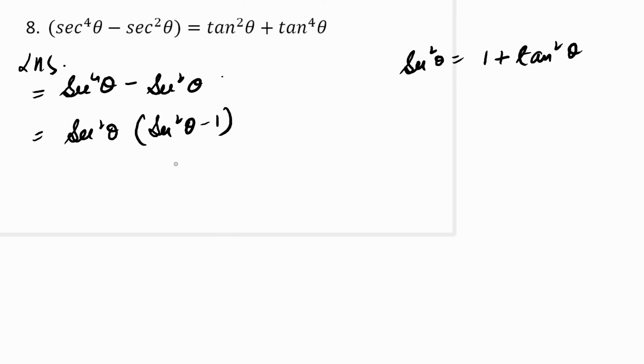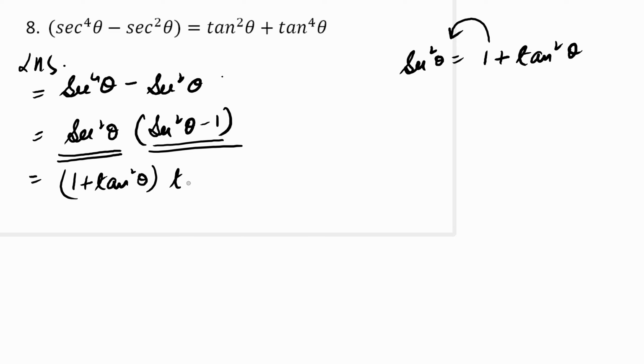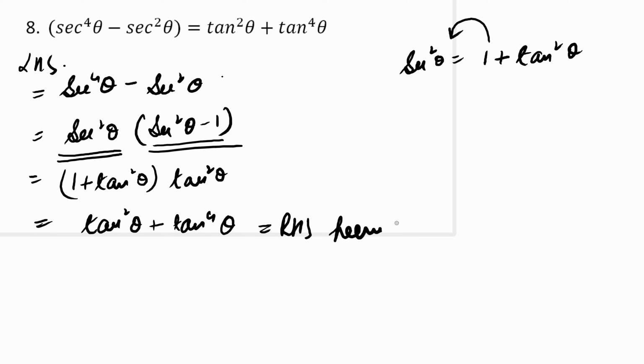So what can we see? We can see that instead of this sec square theta, I can write down 1 plus tan square theta. And instead of this sec square theta minus 1, if I bring 1 over here, I will have to write down tan square theta. Now I will multiply it over here. It will become tan square theta plus tan 4 theta. This will become the right hand side. Hence proved. This was a pretty simple one. Now let's move on to the next one.